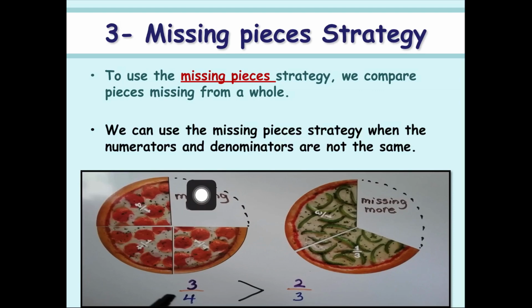Do you see how much less there is over here and how much more there is? There is too much missing of this pizza, and there's less missing over here. So the pizza that is missing fewer pieces is bigger than the pizza missing more pieces. So I can ask you, is 3/4 of a pizza greater, or is 2/3 of a pizza greater? And you will use your eyes and you'll tell me, well, it looks like I have more pizza over here. So 3/4 is greater than 2/3, because we looked at the missing pieces.